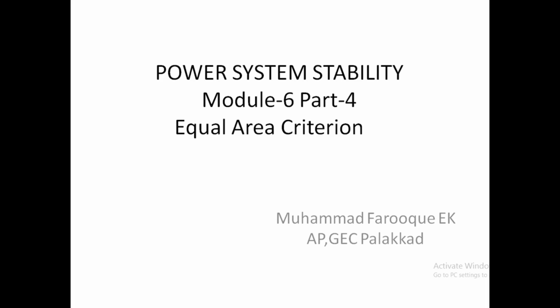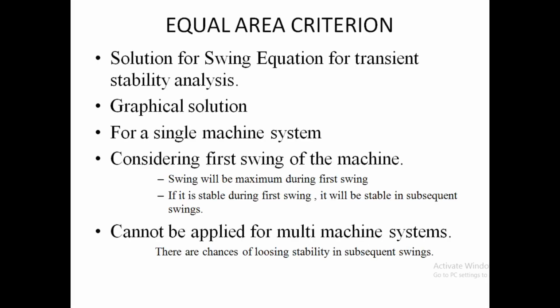So, equal area criteria is a method which is used for the solution of the swing equation. Why is it required? It is required for the analysis of transient stability. So, this is the point we have to remember first: it gives the solution for the swing equation for transient stability analysis. And the second point is, it is actually a graphical solution.